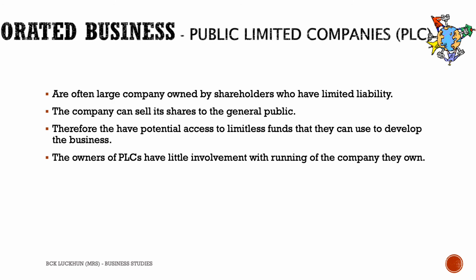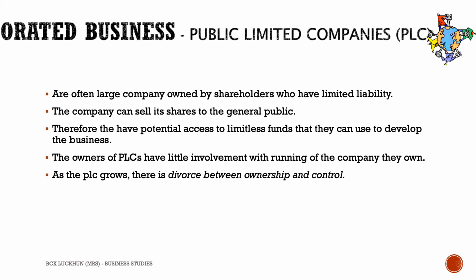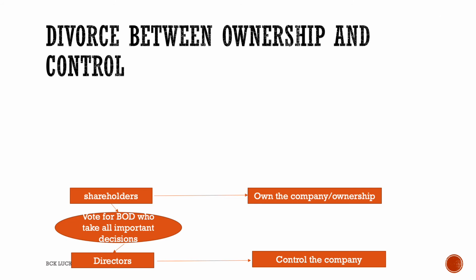The owners of PLCs have little involvement with the running of the business they own. As the PLC grows, there is a divorce between ownership and control. Now, what is divorce between ownership and control? In public limited companies, it is difficult and practically impossible to involve all shareholders in decision making.